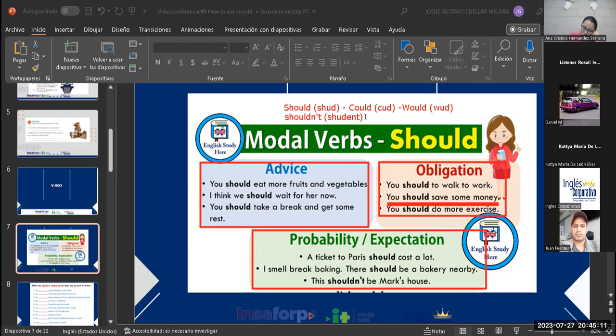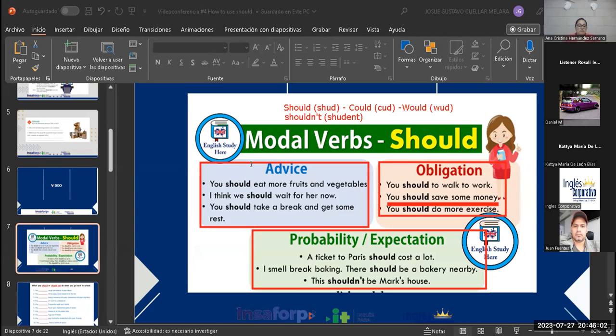Here we have probability and expectation. Some probabilidades. I consider that this can be applied. For example, a ticket to Paris should cost a lot. If we talk about concerts here in El Salvador, we may say a ticket to, I don't know, any artist that comes should cost a lot. Okay, I smell bread baking. There should be a bakery nearby. And that smell is so delicious, el olor a pancito cuando se está horneando, that's pretty nice. This shouldn't be Mark's house. So I consider that probability and expectations are very punctual and very detailed, como que se detalla bastante.